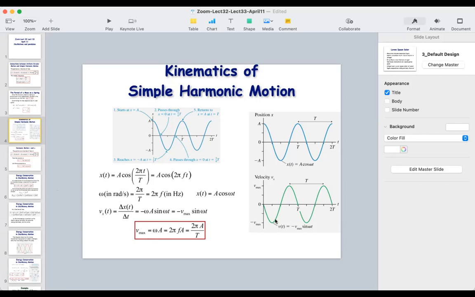And the maximum velocity you essentially have at this point here and here, which correspond to the point where you are closest to the equilibrium position. So imagine with the spring, you extend the spring up to a position A, you open your hand, so you let the spring and your object move, and the maximum velocity is achieved when it is passing through the center, the origin of your oscillation, the equilibrium position of your spring.